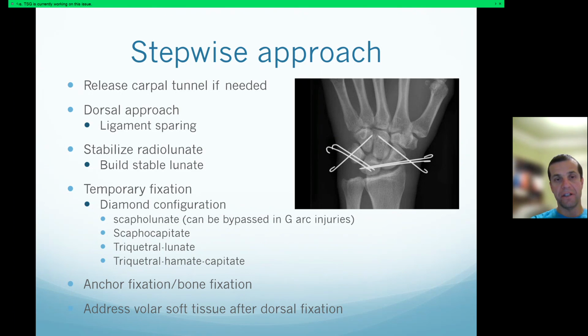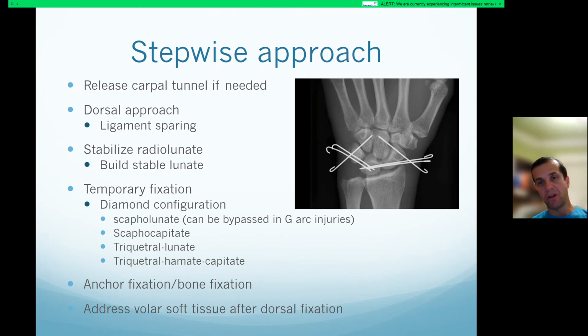Once the carpus is reduced, we should use a temporary fixation in a diamond configuration. First, I place scapholunate wires like a C wire or K wire, and those could be bypassed in patients with a scaphoid fracture, where at this point scaphoid repair should be done, and the scaphoid screw takes the role of those wires, followed by scaphocapitate K-wire, then triquetrohamate and triquetrolunate wires.